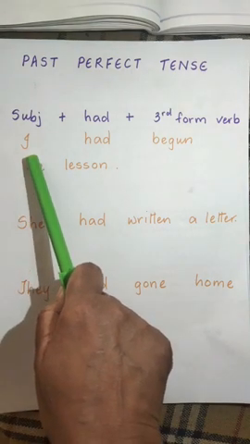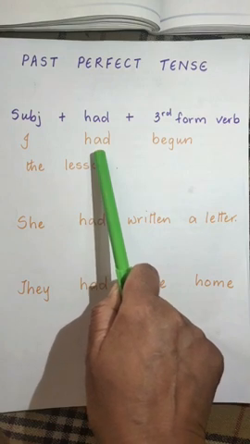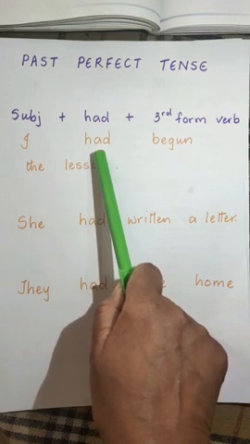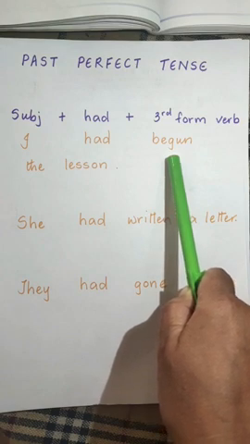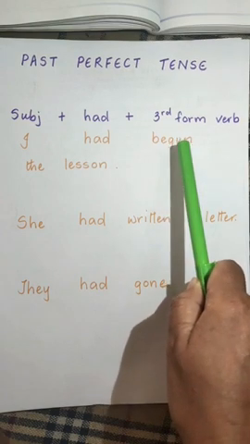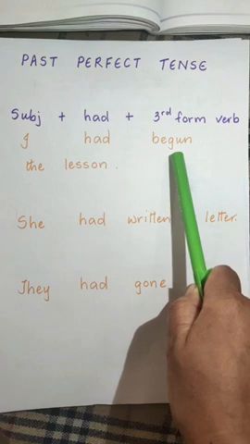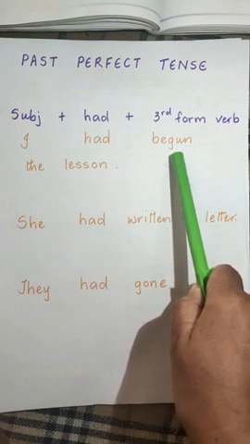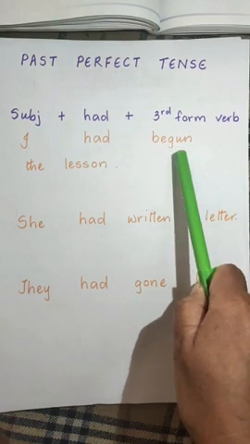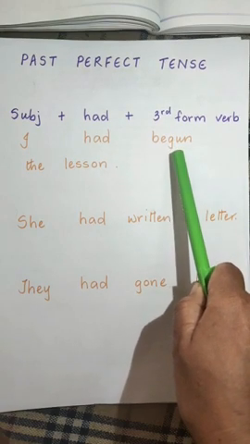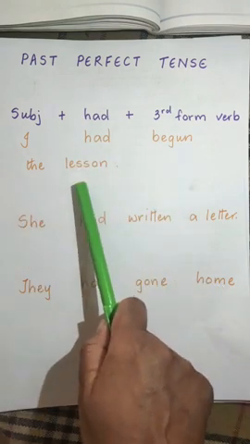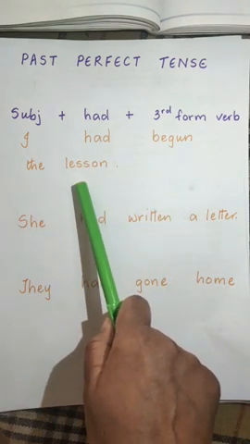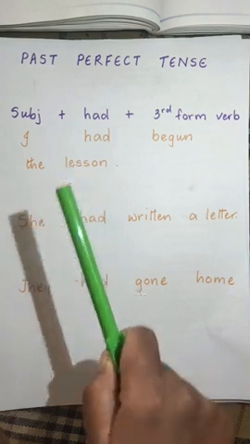I, that is the subject, had, this is the auxiliary or the helping verb, and begun is the third form of the main verb. Remember the first form, begin, second form began, and the third form begun. So we are going to use the third form, right? So I had begun the lesson. So this is in the past perfect tense.